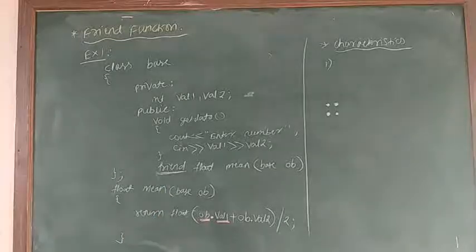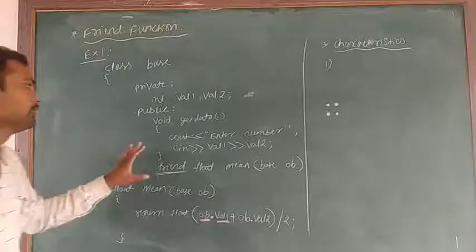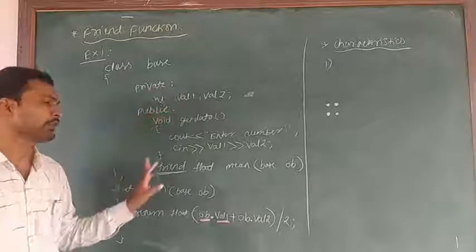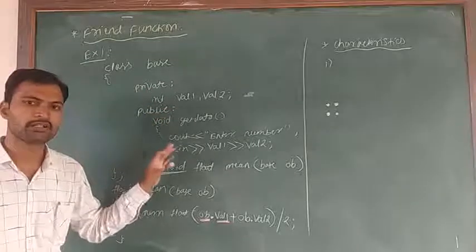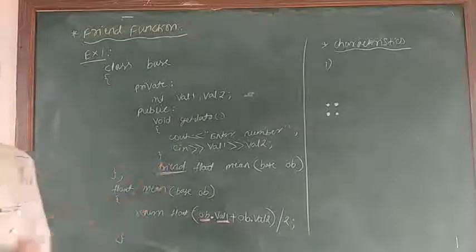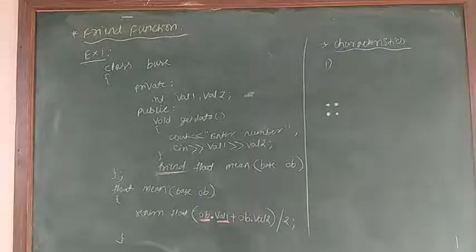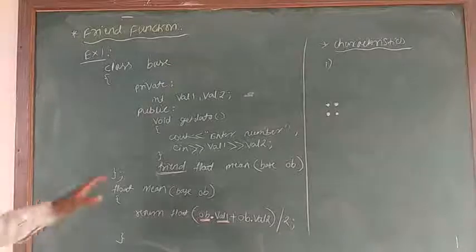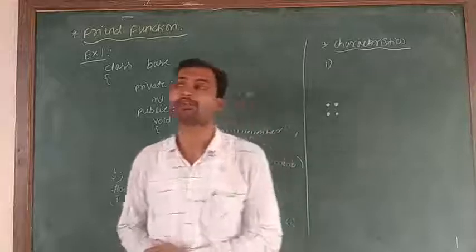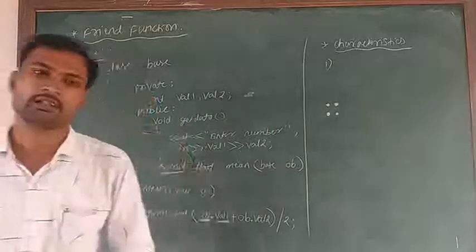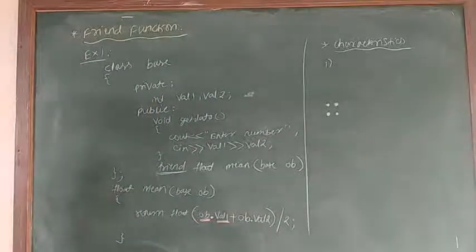The third is that the friend function can be declared anywhere in the class. It will not be affected. You can declare it in the private, public, or protected section. It doesn't affect anything. Actually, a friend function is an external non-member function, but it has special privileges to access your data members.